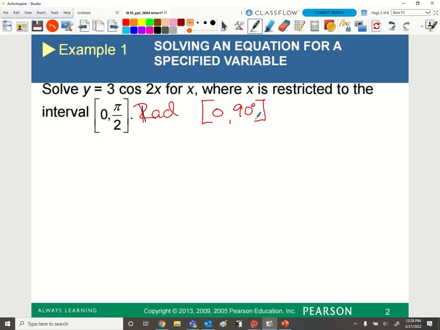And bracket, bracket, that means that I could have an answer at 0, or I could have an answer at 90. So both of them will work. Previously we had 0, 360 where it was closed with the parentheses. Now let's go ahead and enter this. And when I do this, I'm going to make sure I enter it with that. So 3 cosine 2x.